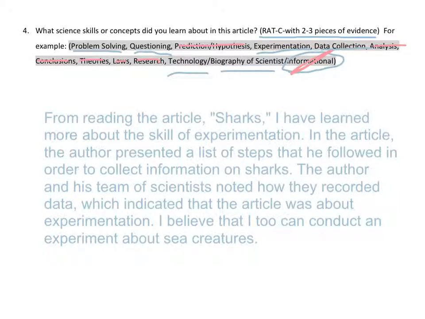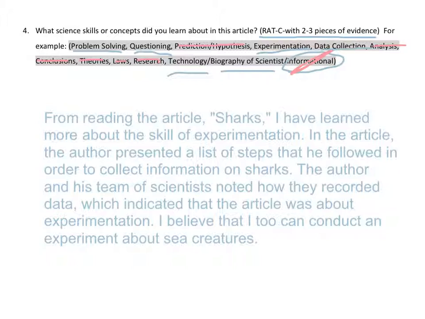Finally, I went ahead and completed number 4, answering what science skills or concepts did you learn about in this article. And I'll go ahead and read my RATC for my restate from reading the article. There's my restate. I titled the name of my article Sharks, which again is make-believe. From reading the article Sharks, here's my answer.